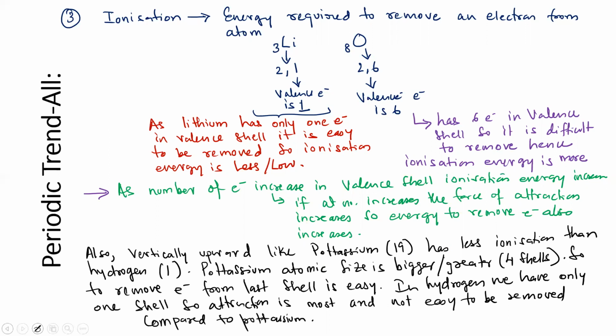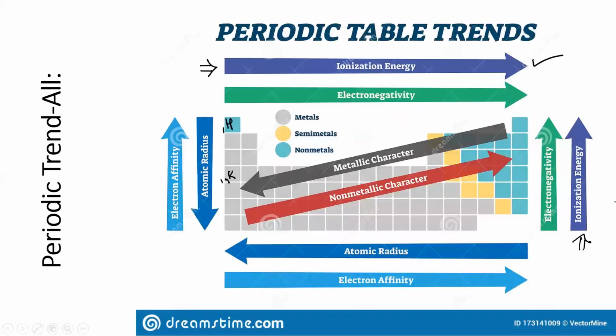Okay, and that is why that line here, ionization, has gone up. So you have to remember that ionization increases upward. Just like we spoke about hydrogen and potassium just now, the ionization of hydrogen is more than potassium.